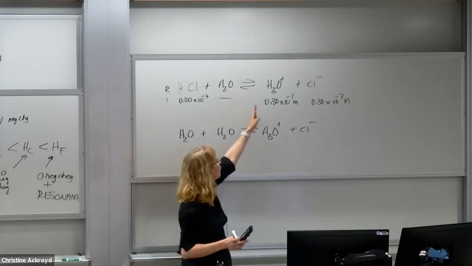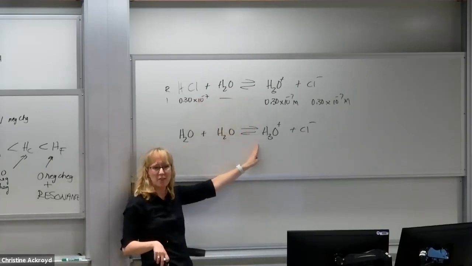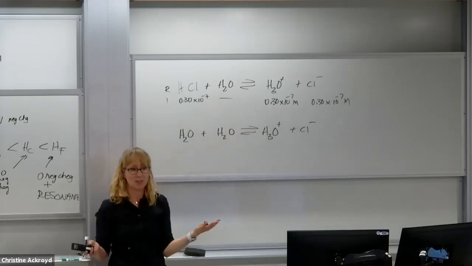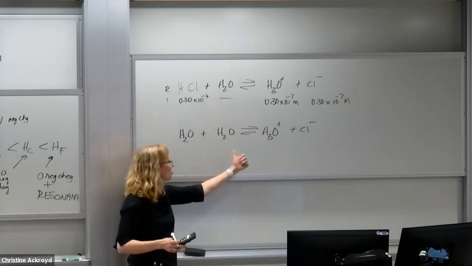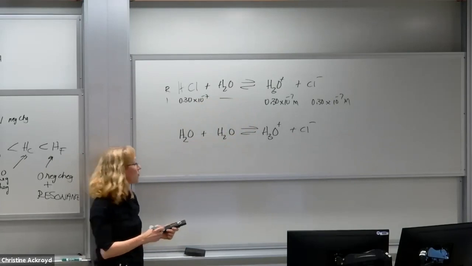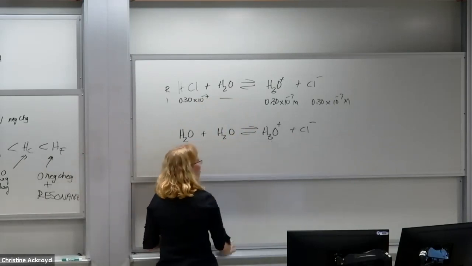We know how much we have from the HCl. And what do we know about how much we have from water? Less than 1 times 10 to the minus 7, because as soon as you add hydronium, this is going to shift towards the left. So we don't even know. How do we find out?